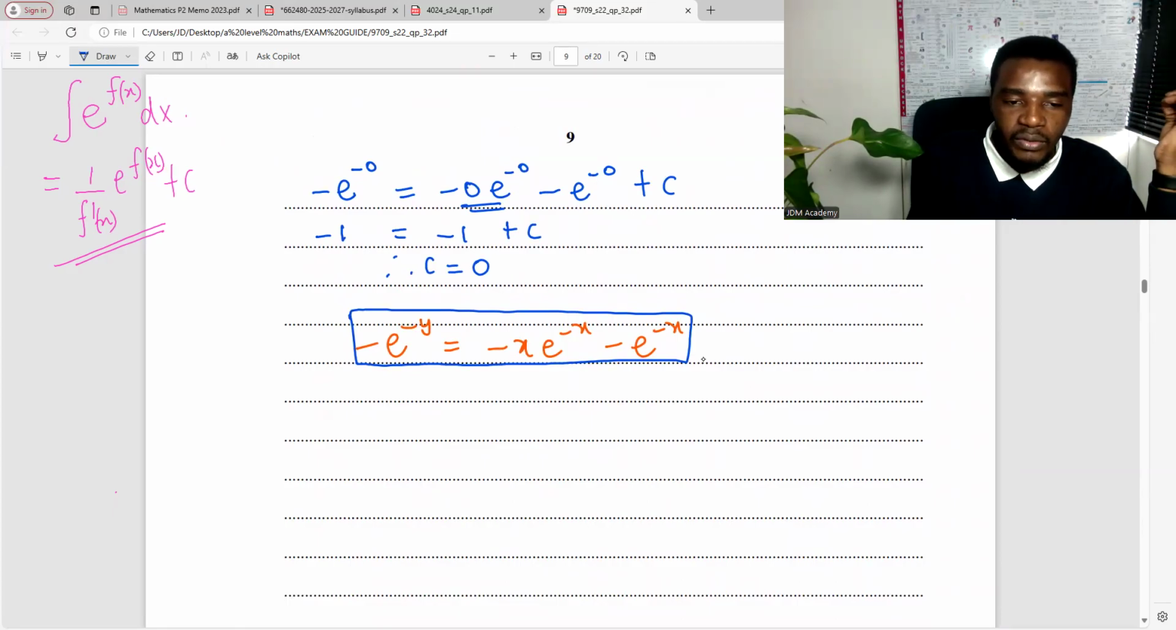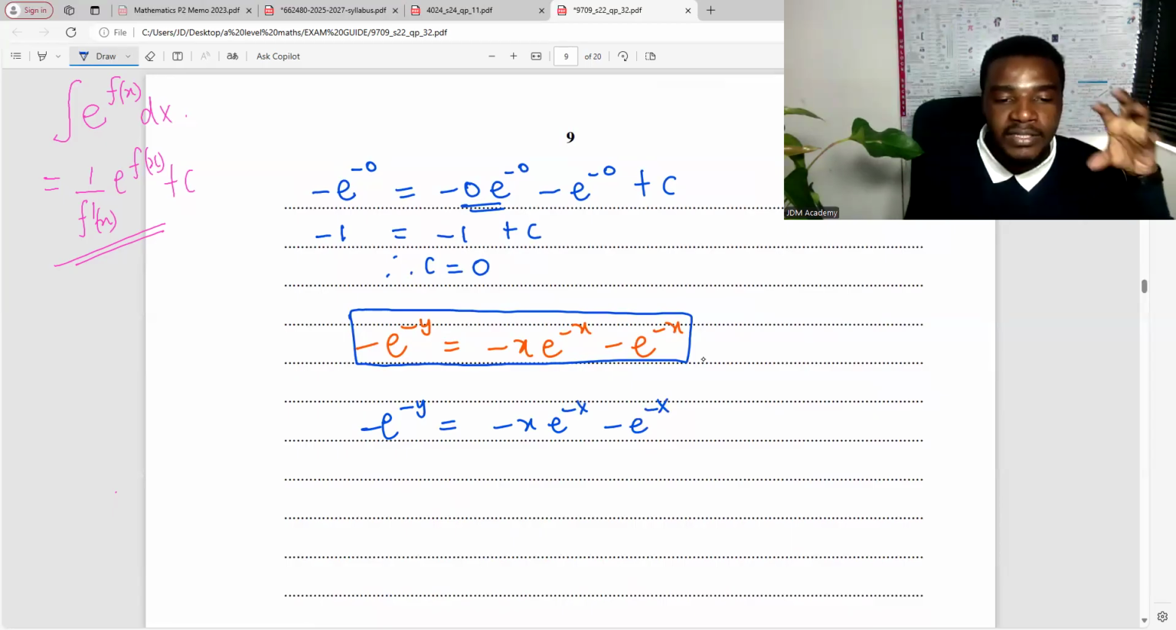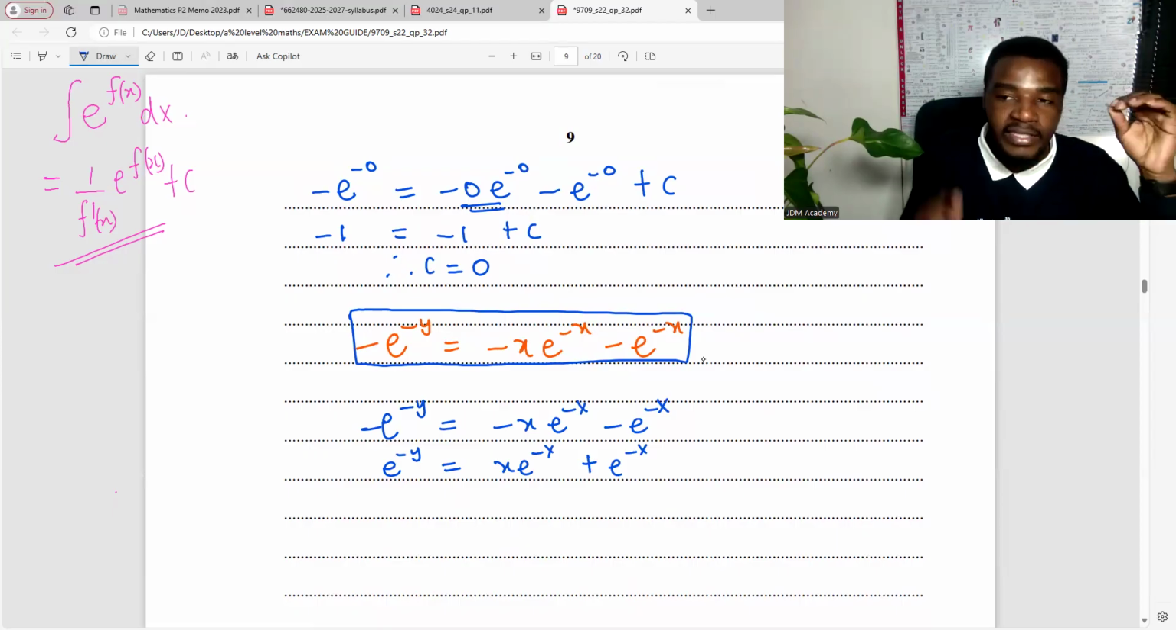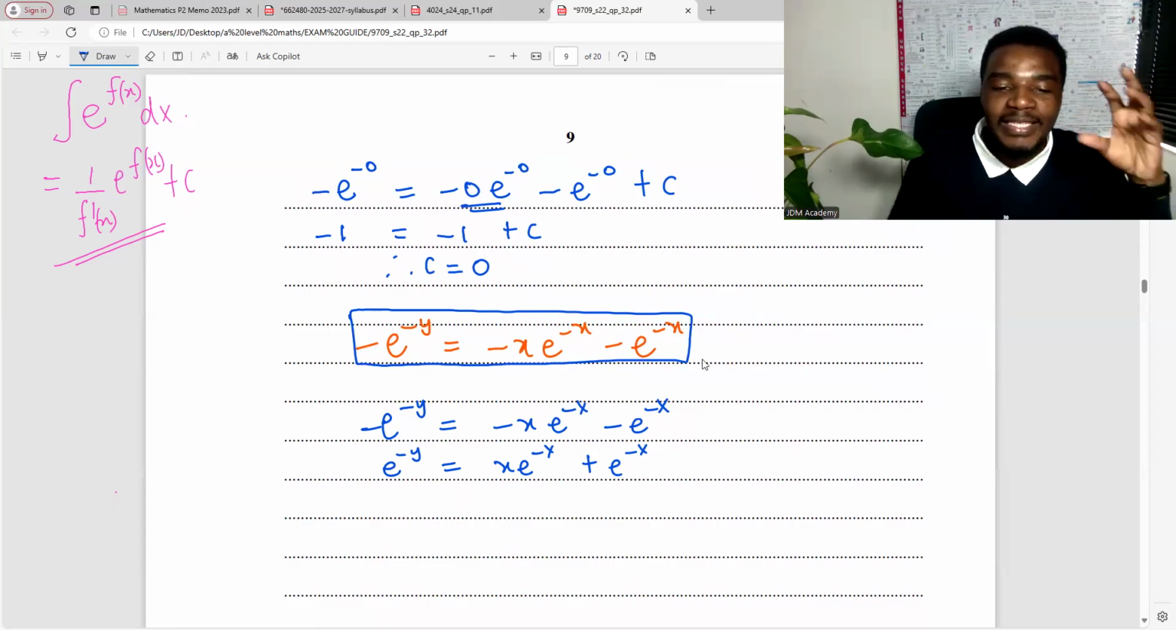So we have minus e to the power of minus y is equivalent to minus x times e to the power of minus x minus e to the power of minus x. So let's divide each and every term by minus 1. If you do that, we're going to get e to the power of minus y is equivalent to positive x times e to the power of minus x plus e to the power of minus x, because we divided each and every term by a negative. And then the next thing, let's take natural logarithm both sides.